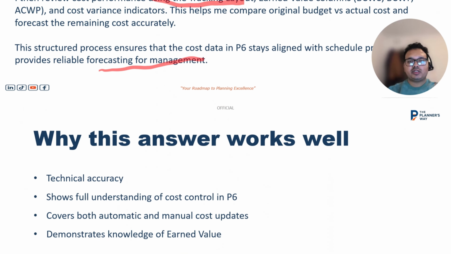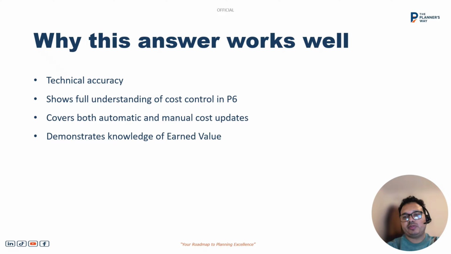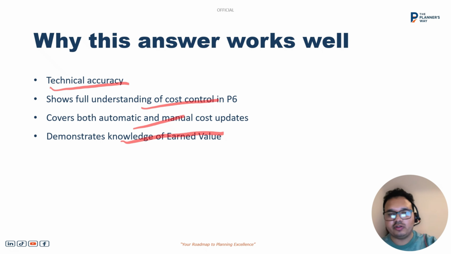And next, why this answer works for me: I have provided technical accuracy. I have given a full understanding of cost control in P6. I have covered both automatic and manual cost updates. I also demonstrated the knowledge of earned value. So these things need to be covered when you give your answer in the interview. They want to listen to these things in your answer. We need to make sure that we cover our technical part and technical keywords in the answer.